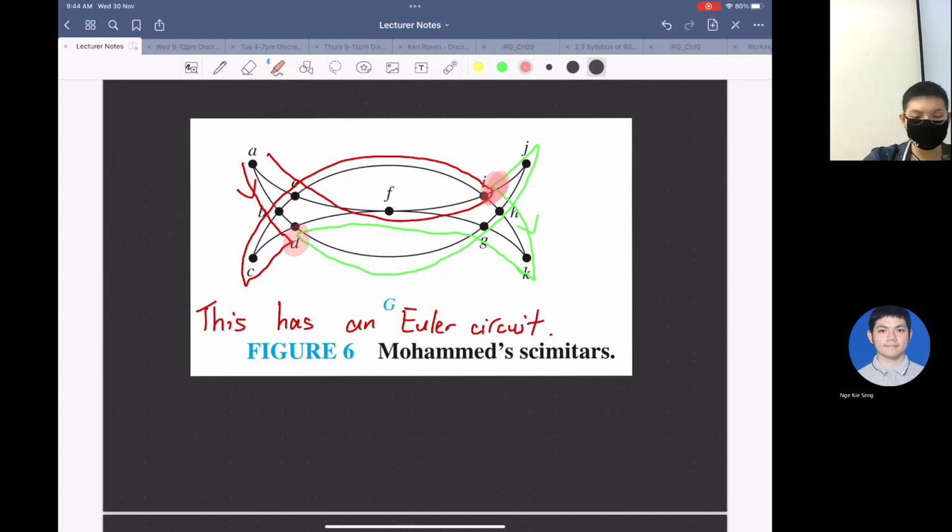So the key point here is this graph is connected. So you can split it part by part. Since they are connected, you can connect the path back. So you can join different Euler circuits together. The key point is the connectedness of the multigraph.